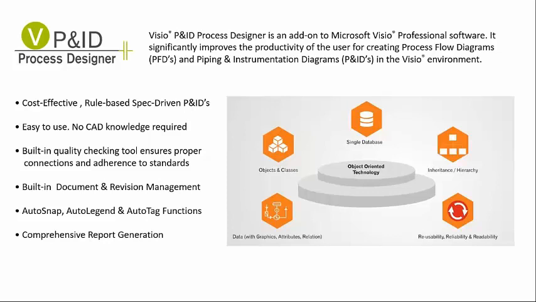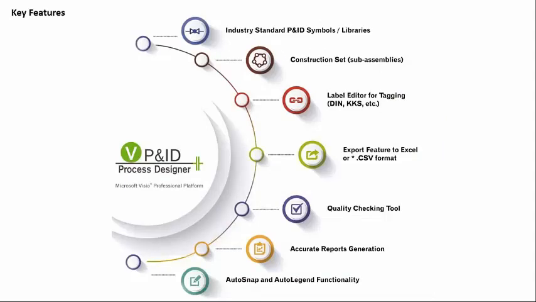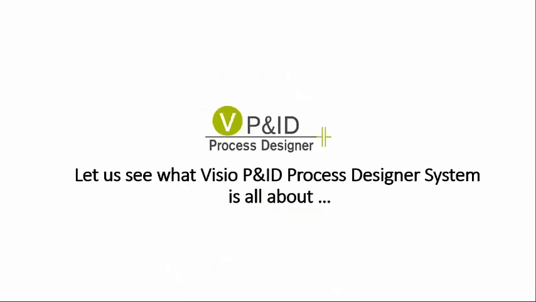We have developed an add-on using object-oriented database technology with a lot of intelligent features, keeping ease of use in mind. We will see some of these interesting features of Visio P&ID Designer in our demonstration today. A simple tool like Visio is being enhanced to a spec-driven smart P&ID solution. These are a few of the enhancements: intelligent process industry symbols as per ISO, ANSI, DIN, ISA standards, built-in document and revision management features, auto-tagging and powerful report generation capabilities. These are a few of the key features which we are going to see today in a demonstration. So let us see what Visio P&ID Process Designer is all about.